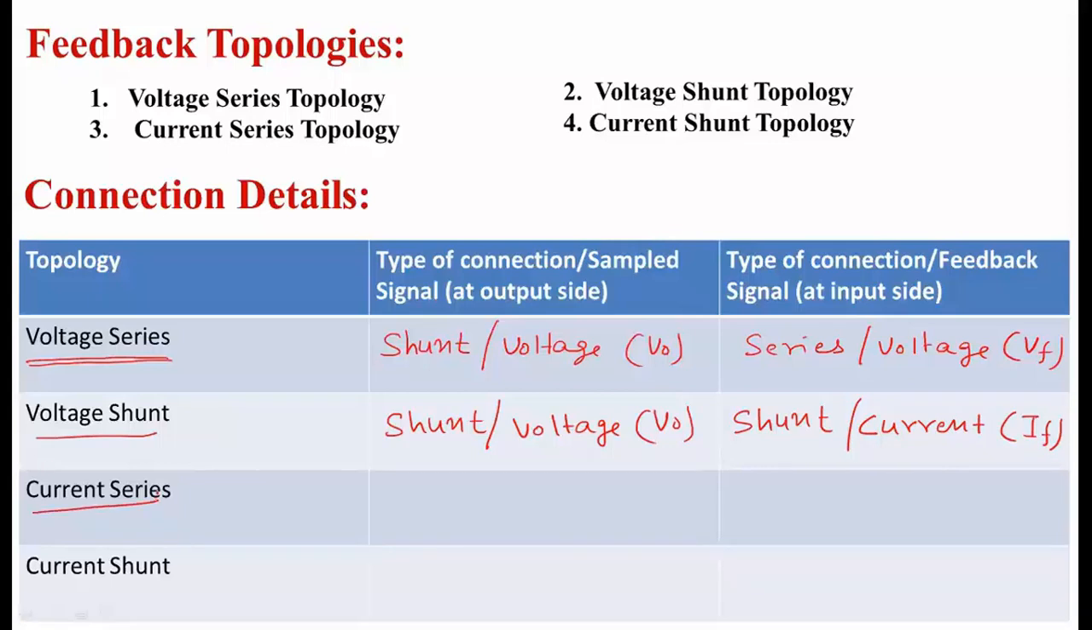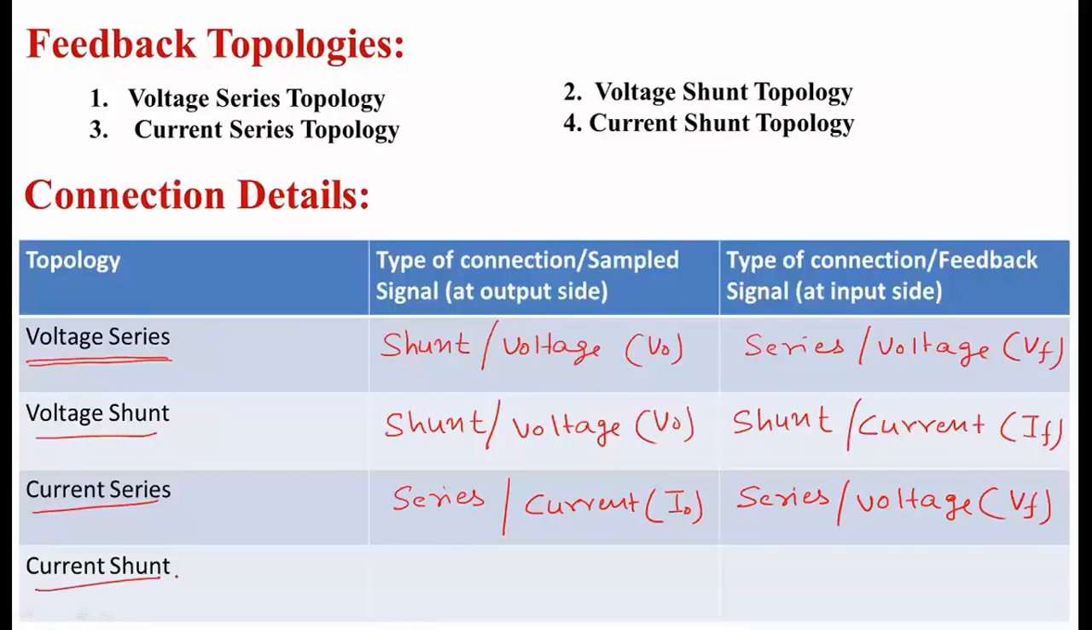For the current series topology, we are sampling the output current, hence we have to connect in the series fashion. So the type of connection is series, and we are sampling the current from the output side, hence we can write it here as I node. As the name suggests, this is the current series, so we are connecting the feedback signal in the series manner, and here we can write it as the voltage, VF.